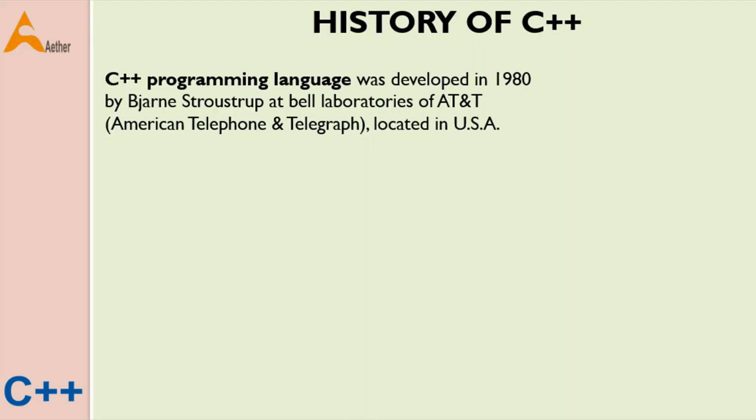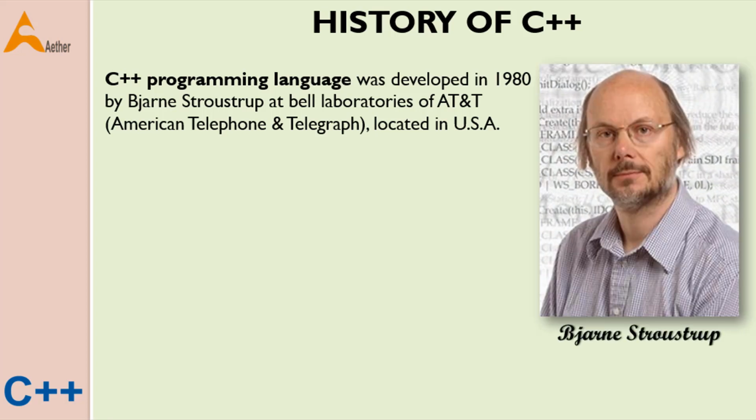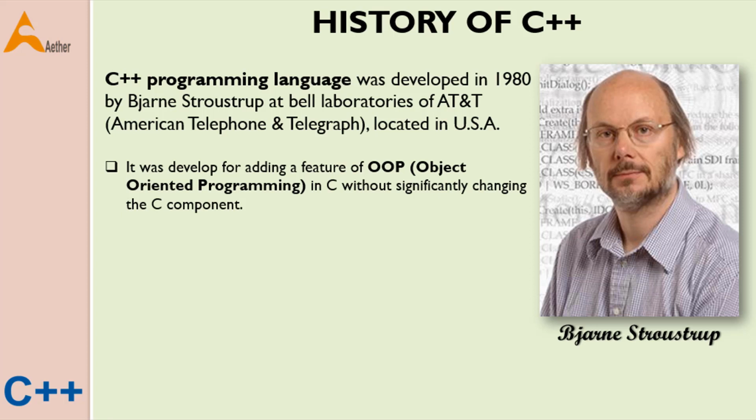Now let's see history of C++ language. History of C++ language is interesting to know. C++ programming language was developed in 1980 by Bjarne Stroustrup at Bell Laboratories of AT&T, American Telephone and Telegraph, located in USA. Bjarne Stroustrup is known as the founder of C++ language. It was developed for adding a feature of OOP, object-oriented programming, in C without significantly changing the C component. C++ programming is relative, called a superset, of C. It means any valid C program is also a valid C++ program.